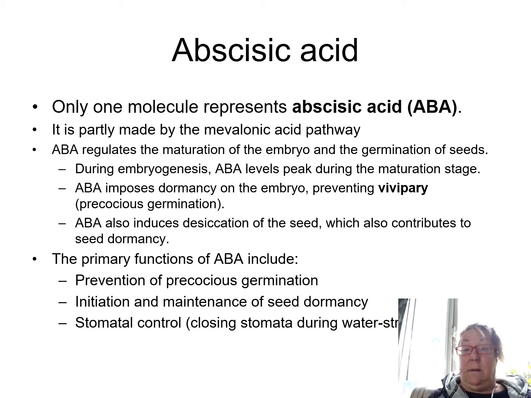ABA and ethylene are smashed into one chapter. ABA is one chemical made by the mevalonic acid pathway. It prevents early seed germination, so it imposes dormancy. It also helps dry out the seed or desiccate the seed. It also closes stomata during water stress.